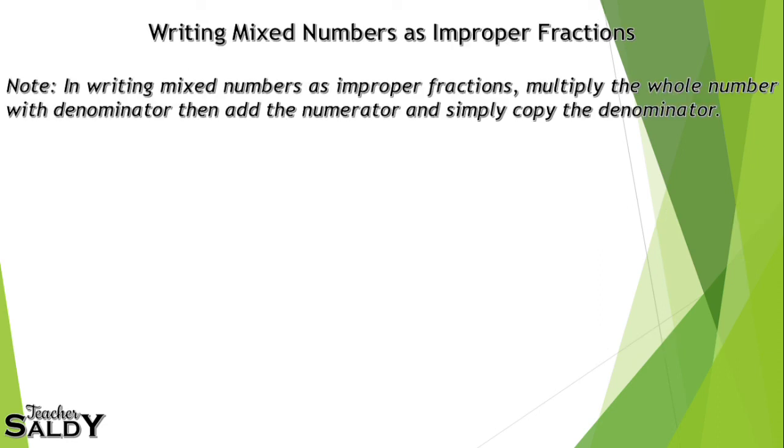Next, we have writing mixed numbers as improper fractions. In writing mixed numbers as improper fractions, we multiply the whole number with the denominator and then add the numerator and then simply copy the denominator. Let's have an example: 5 and 3 over 8. The first thing to do, we multiply the whole number with the denominator and then add the numerator. So that is 5 times 8 plus 3, all over the denominator. Since the denominator is 8, we will write 8.